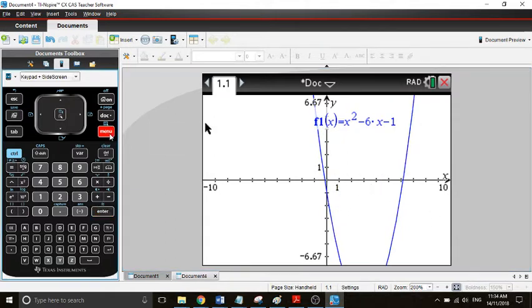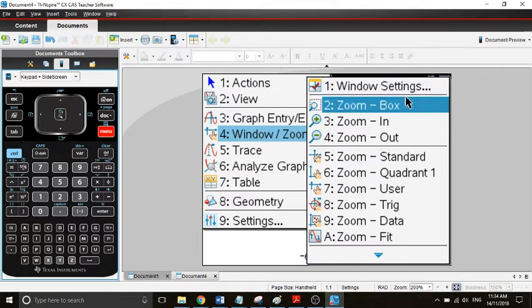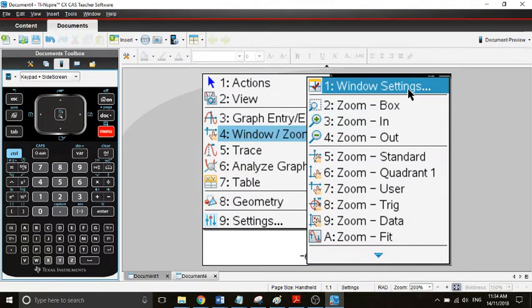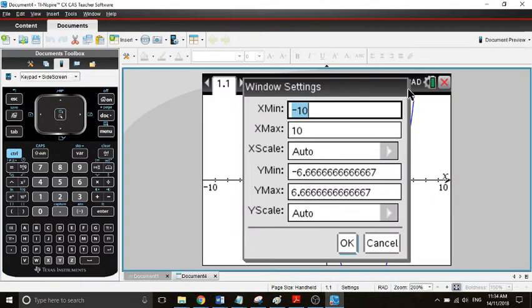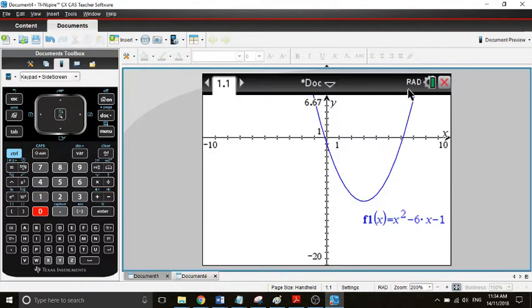So what I'm going to do is go menu, window zoom, zoom out, window settings, and I'm going to go -10 to 10. I'm going to go down to -20, for example, because that's what it looks like it might be, and I'll leave a maximum there. So there we have it. Now we can see everything: the x-intercepts, y-intercept, and turning point.